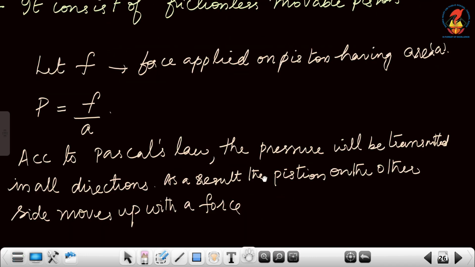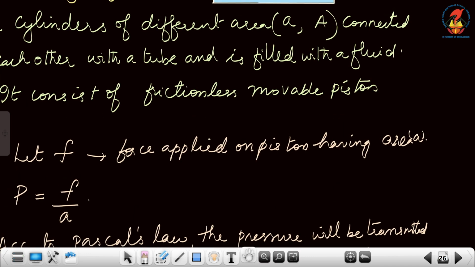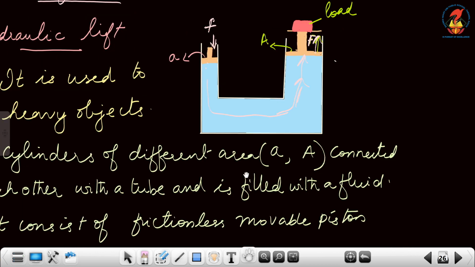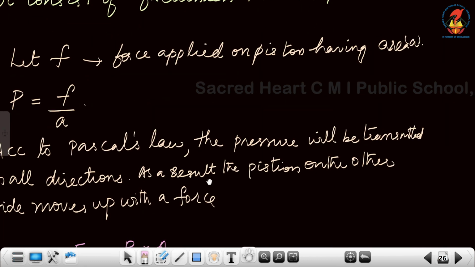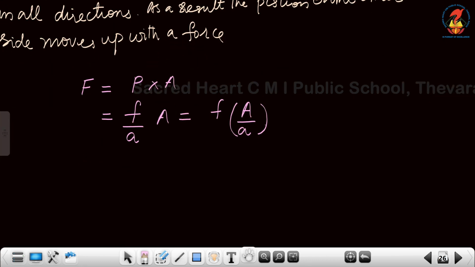Now, if you look into this diagram, it is definitely clear that capital A is very much larger than small letter a. So, definitely the term A by a will be large.